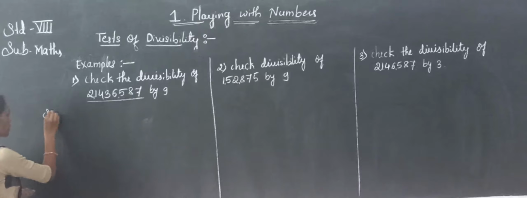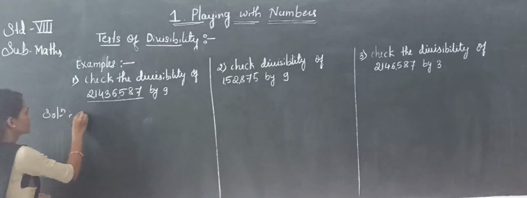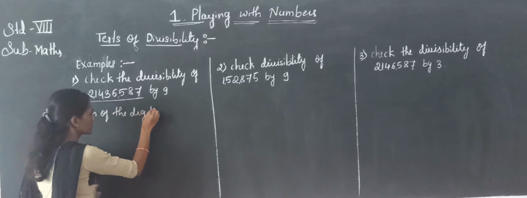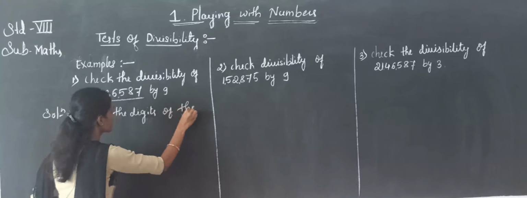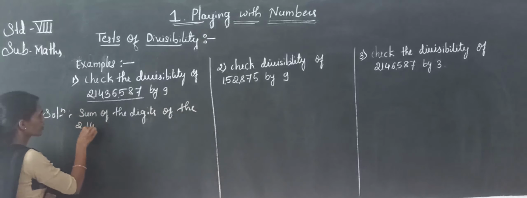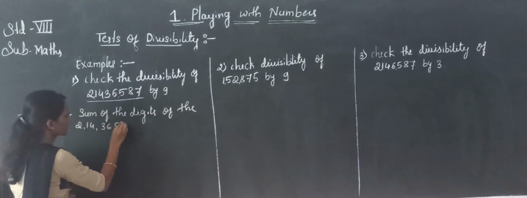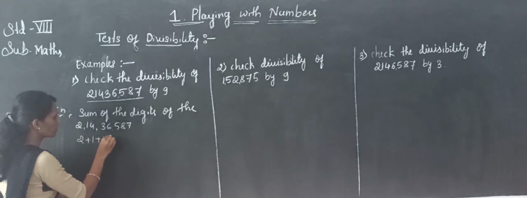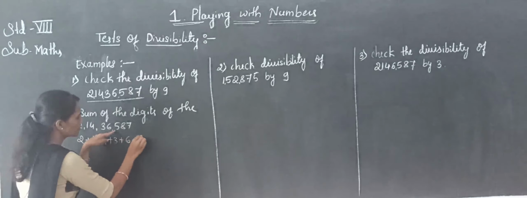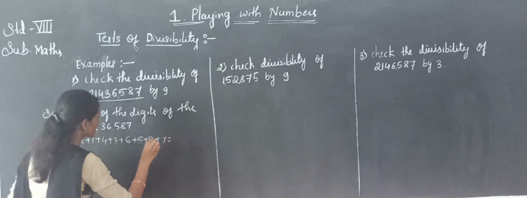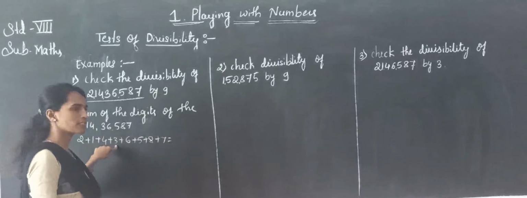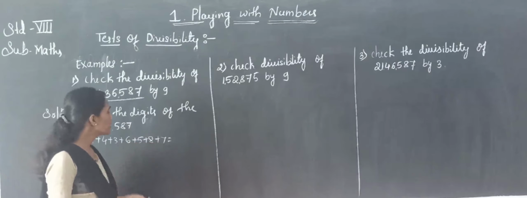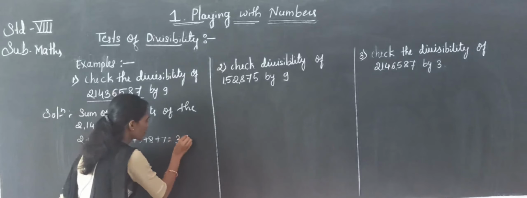So, solution: sum of the digits of the number, which one is that? 2,14,36,587. So what will it become? 2 plus 1 plus 4 plus 3 plus 6 plus 5 plus 8 plus 7. How much will it become? 3, 3 plus 4 is 7, 7 plus 3 is 10, 10 plus 6 is 16, 16 plus 5 is 21, 21 plus 8 is 29, 29 plus 7 will become 36.